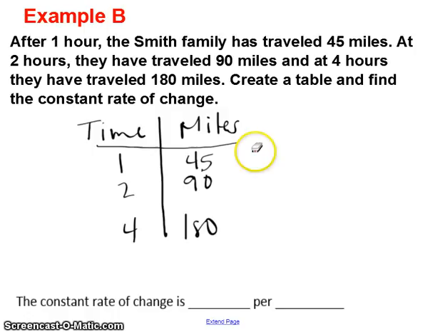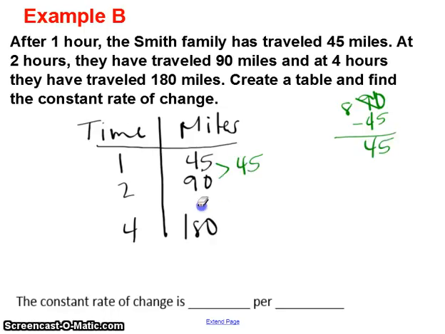All right, so now I want to find the constant rate of change. And usually when it jumps like this, I go ahead and put the in between. So if you notice the change right here, and to find change, you just subtract. Okay, if you notice the change, it's changing by 45 each time. So I'm going to go ahead and fill this in. So 90 plus 45 gives me 135 at 3 hours. Okay, so each time they're changing by 45 miles. And they're changing that 45 miles per 1 hour.